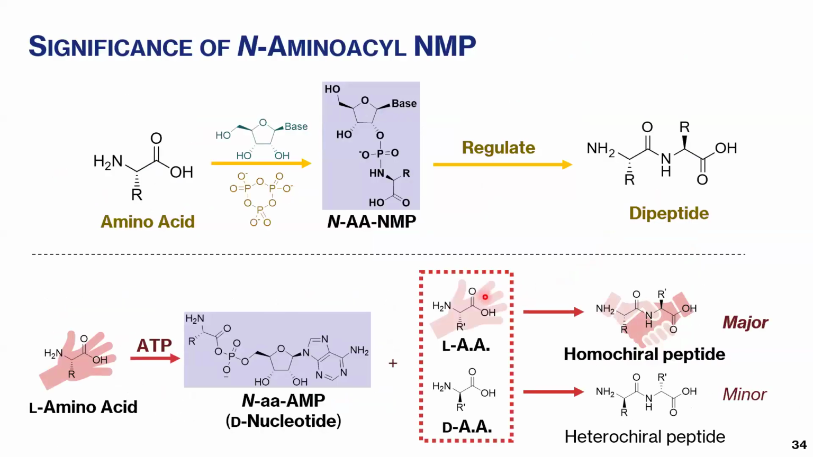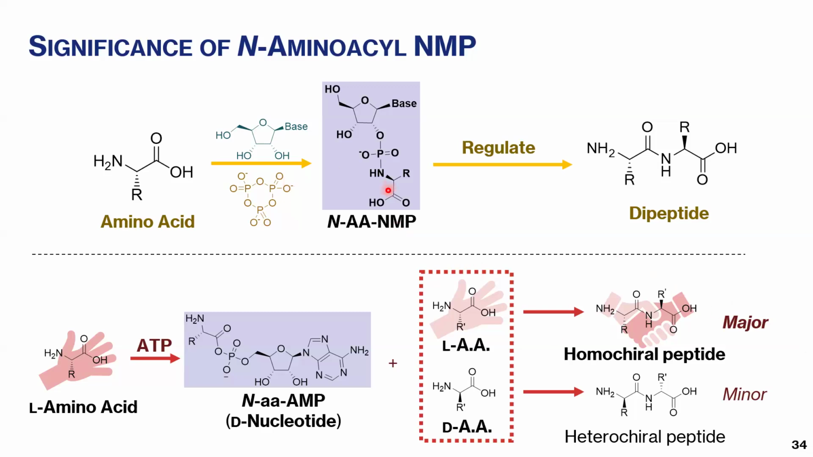And now I will introduce some significance of N-amino acid AMP. So using natural amino acids, nucleosides, and triphosphate as reactants, the synthesis of prebiotic peptides was successfully achieved. The study revealed that the key intermediate N-amino acid NMP was generated during this reaction. Further analysis indicates that the presence of different nucleotides in the reaction system significantly influenced the peptide formation efficiency of the same amino acid.